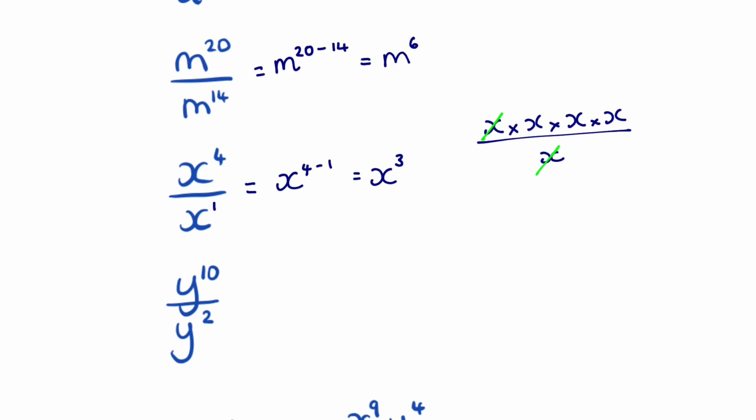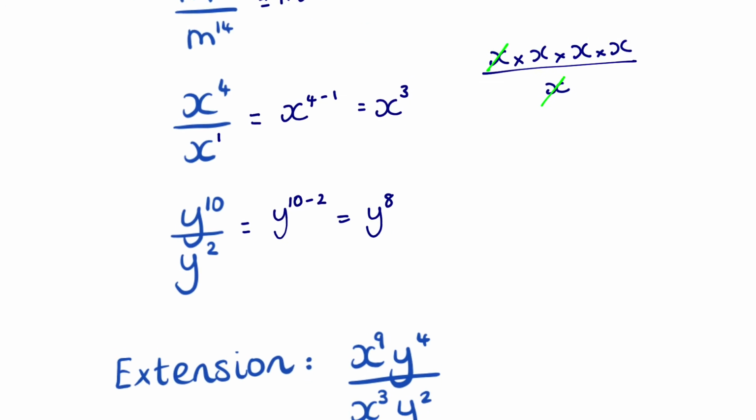All right, and then this last one here, y to the power 10 divided by y to the power 2 is y to the power 10 take away 2. But so many times in exams that I've been marking, I've seen people write that as y to the power 5, because they forget that you subtract the powers when you're dividing. They divide them. They do 10 divided by 2 is 5, and that's not correct because it's y to the power 8. You have to subtract the powers.